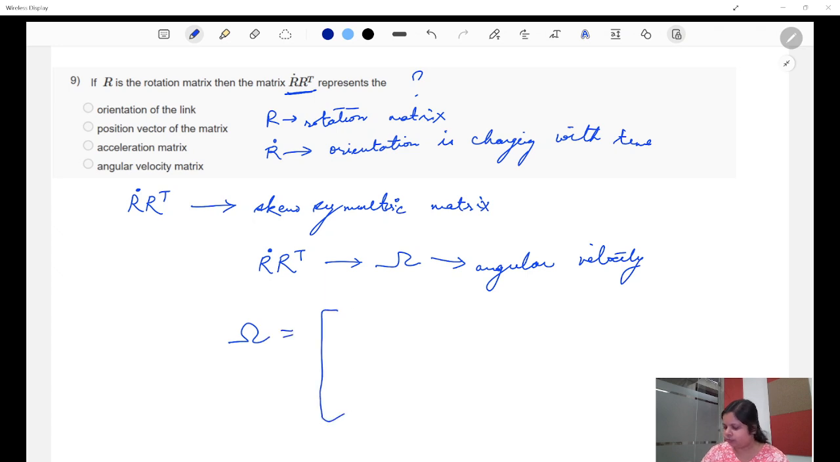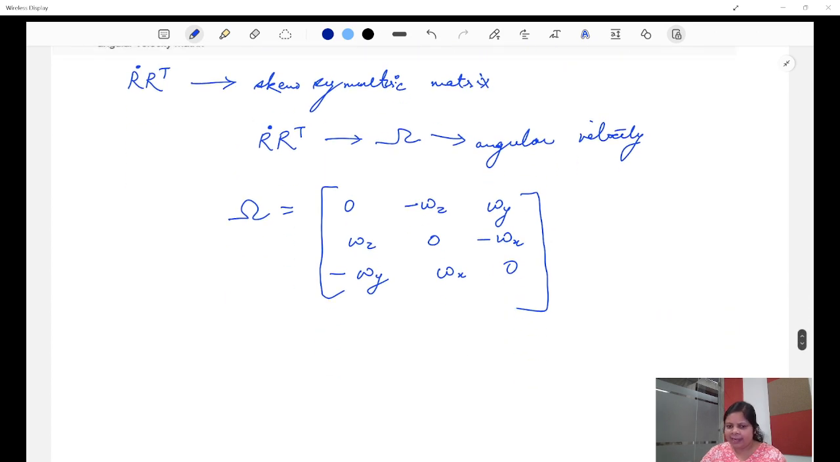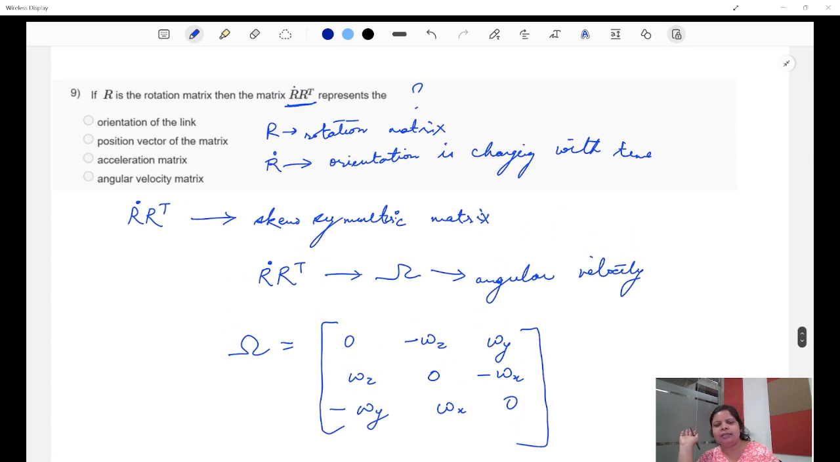So you will have angular velocities along all the directions, right? So it happens like this is omega z, this is omega y. This is the matrix you get. So before coming to the right option, why is it not just the orientation of the link? Because orientation is just given by R and not its derivative R dot. So we definitely cross out this option, right?